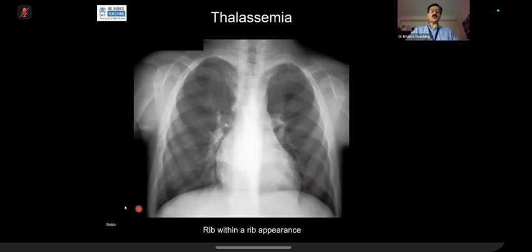This is also known as the rib within a rib appearance. Some people use this word for a case like this. If you look carefully, there is a rib here and there is a rib here. So, rib within a rib appearance. That can be seen in thalassemia.